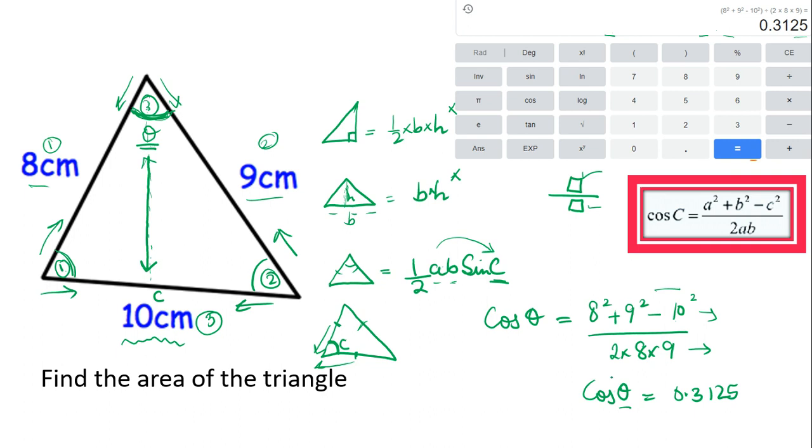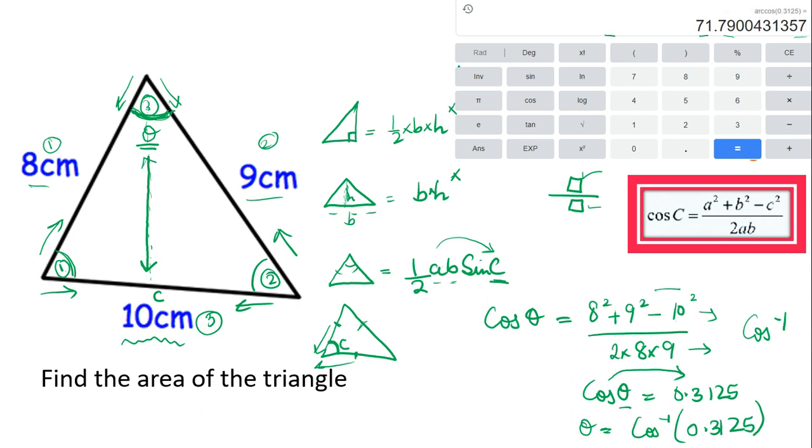Now I gotta find my theta. So in order to find my theta, I'm gonna be taking my cos to the other side. And you should be knowing by now that when cos goes to the other side, it turns into cos minus 1. And cos minus 1 is called cos inverse. So therefore, theta is equal to cos inverse of 0.3125.